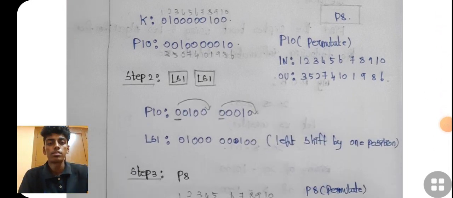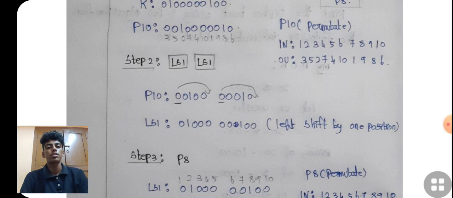And step 2 is we can find the LS1. It's left shift by one position. We take the input of P10, the first 5 bits and the next 5 bits, and we can do the LS1 operation. The first 0 goes to the last position, and again the first 0 goes to the last position. Then we can find P8.